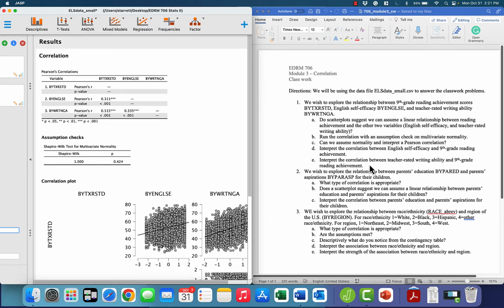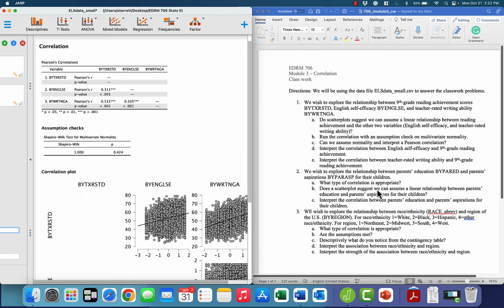All right, interpret the correlation between teacher-rated writing ability and ninth grade reading achievement. So with writing ability and reading achievement, we see a correlation of 0.515, which is actually now a large effect. And of course it's still positive. So there's a significant large positive correlation between teacher-rated writing ability and reading achievement. Do you find it interesting that writing ability is more strongly related to reading achievement than the student's own English self-efficacy?